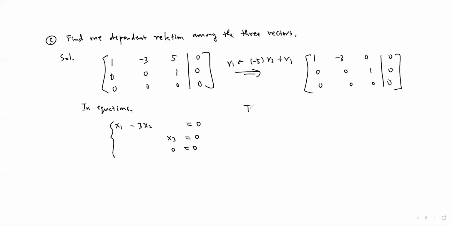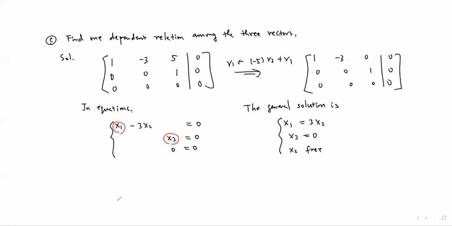All right, now the general solution. Solve the basic variables in terms of the free variables. The free variable is x2. So x1 is 3 x2. x3 is always 0. x2 is arbitrary. That is the general solution.